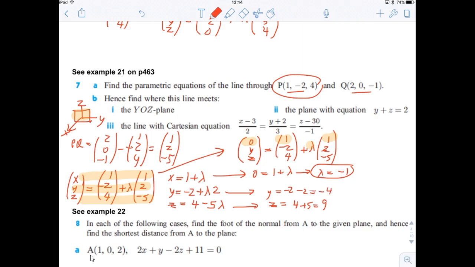So the coordinates of the point where this line would meet the YOZ plane would be 0, because the x coordinate would be 0, the y coordinate would be -4, and the z coordinate would be 9.